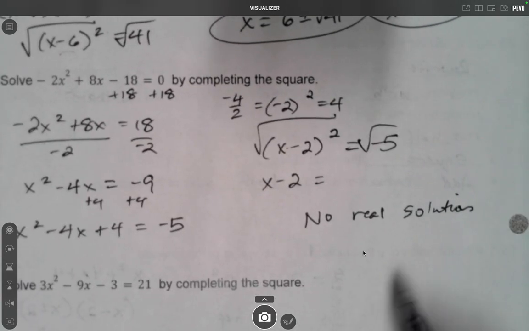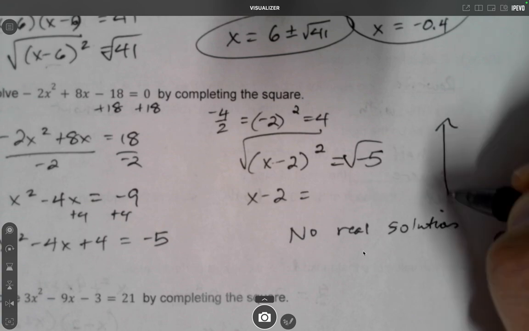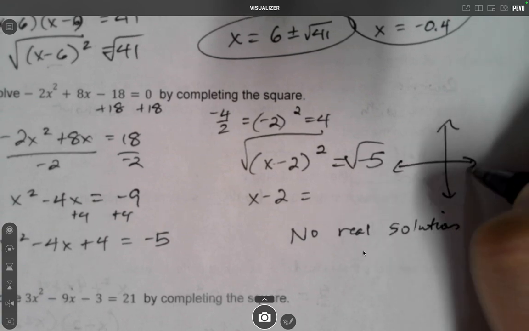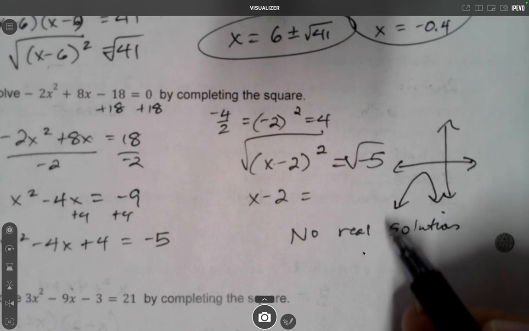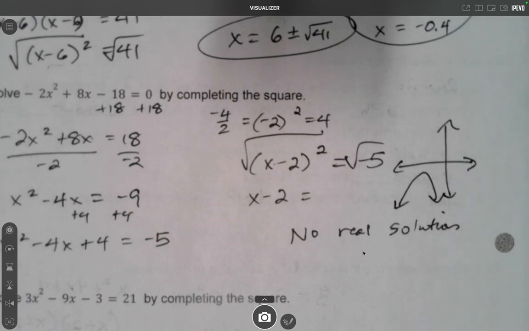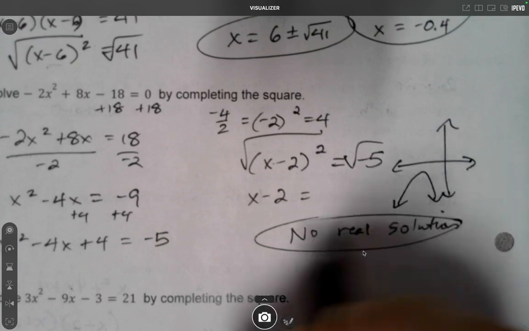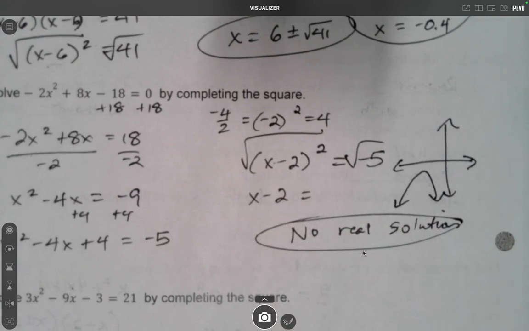Now just visually so you know why this happens. I don't know exactly what this equation looks like. It's not the point. But there are times a parabola doesn't hit the x-axis at all. So that's why we end up with no real solution on this.